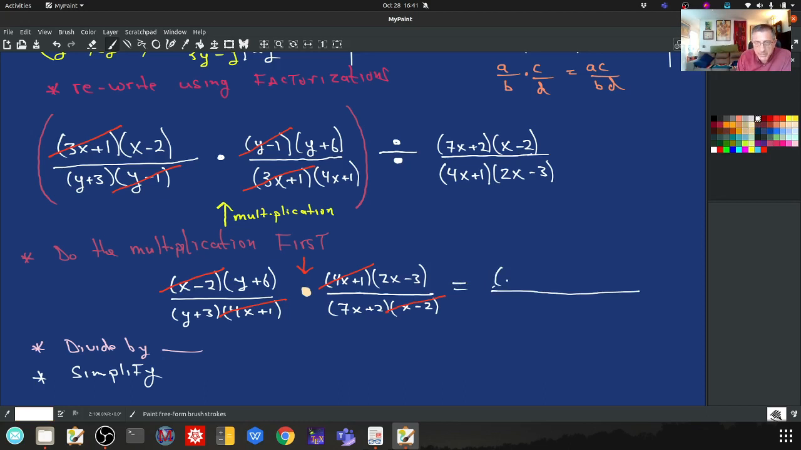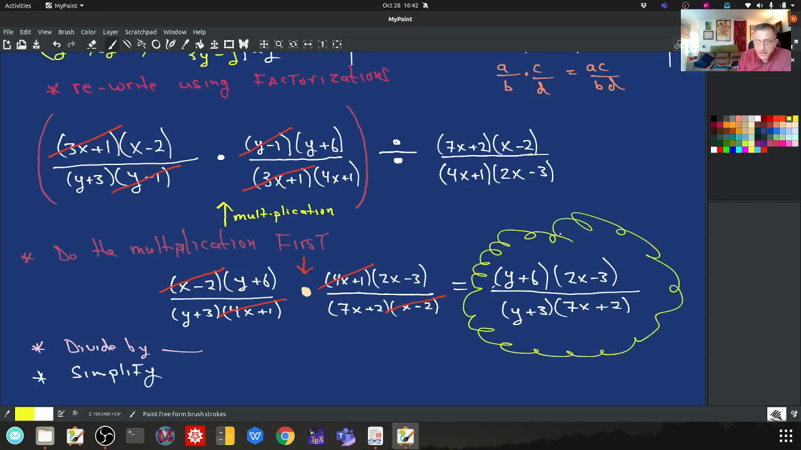So the answer is, here's my division line. You just write down the remaining factors in the numerator that did not get canceled out, which is y plus 6 times 2x minus 3. And then y plus 3 times 7x plus 2. And you're done. This is the answer. Do not multiply it out. You spent all of that time factoring. When you multiply it out, you lose information. So leave it exactly as it is.